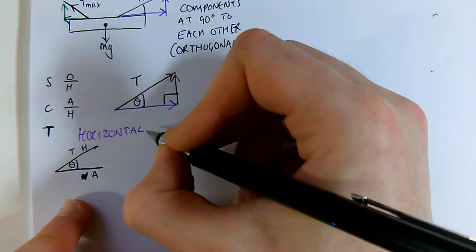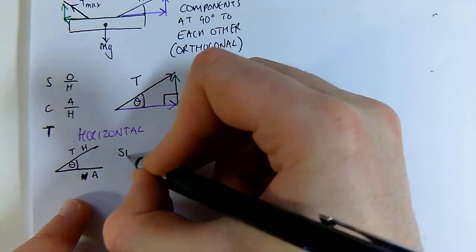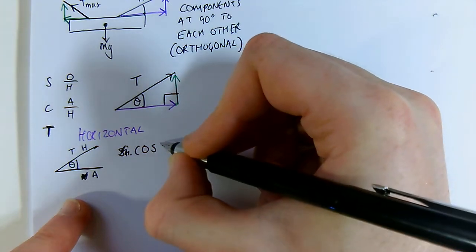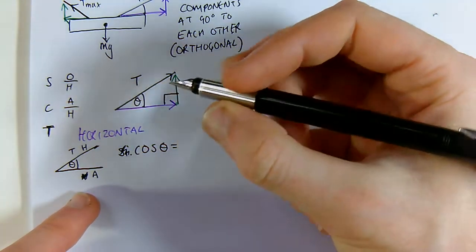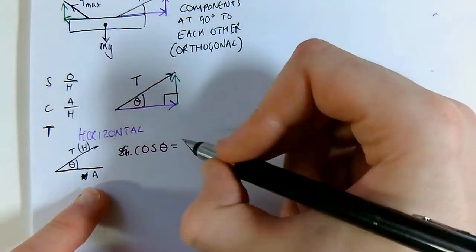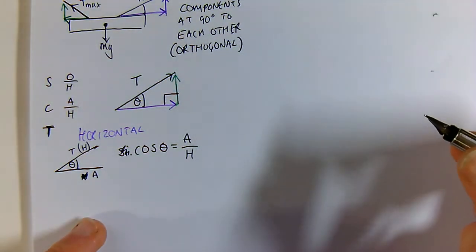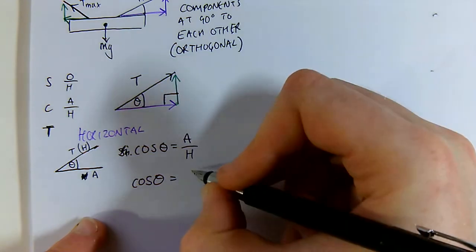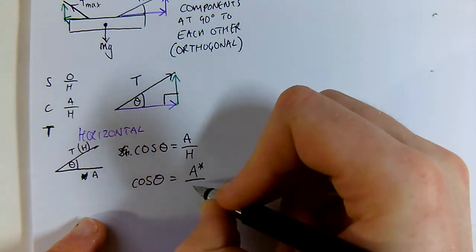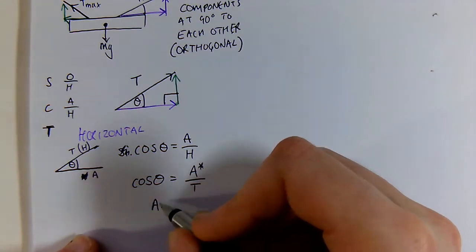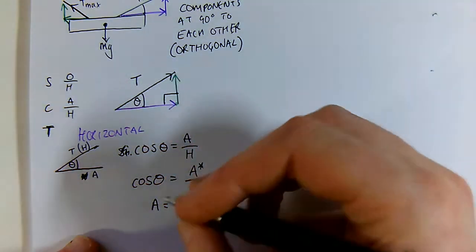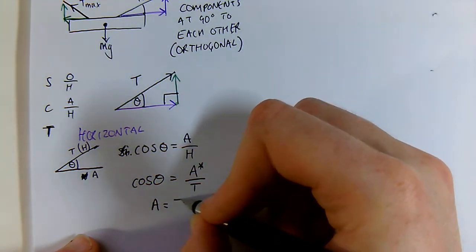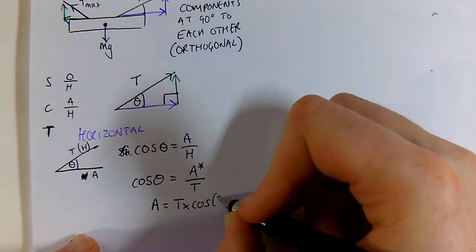So to get our horizontal component, we are going to need to be using cosine, because we've got adjacent and hypotenuse. Cosine of our angle is equal to our adjacent divided by our hypotenuse. I'm going to put all the information in that we've got. So cos of our angle is equal to the adjacent, which is the thing we want, divided by the tension, which gives us our adjacent thing. Our horizontal component is going to be T times cosine of our angle.